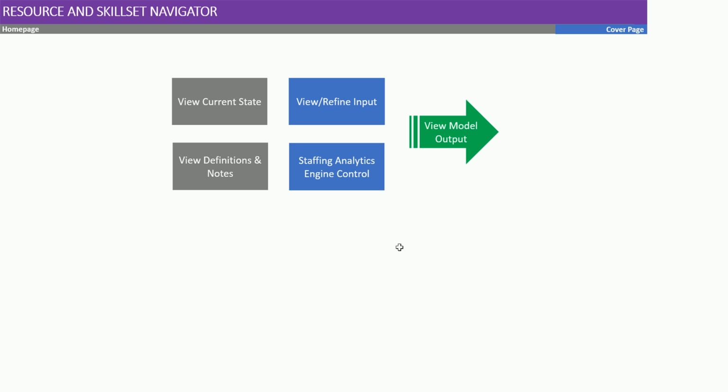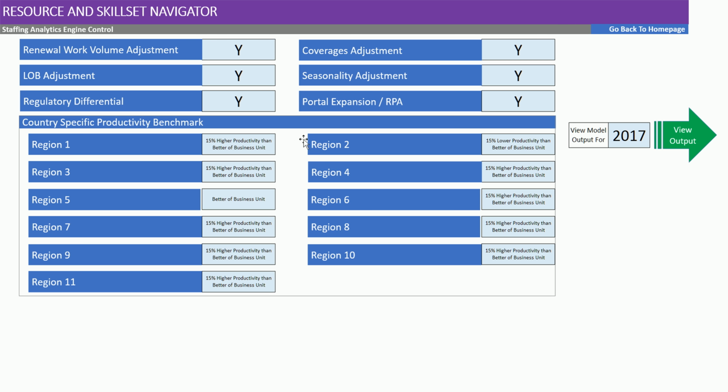Now, let's move on to the Staffing Analytics Engine Control, where users can decide to include or exclude specific data elements in the model's calculations and set up targeted productivity benchmarks. Users can choose yes or no to instruct the model to reflect specific elements which impact staffing requirements, like seasonality. Most businesses include seasonality when calculating staffing requirements.